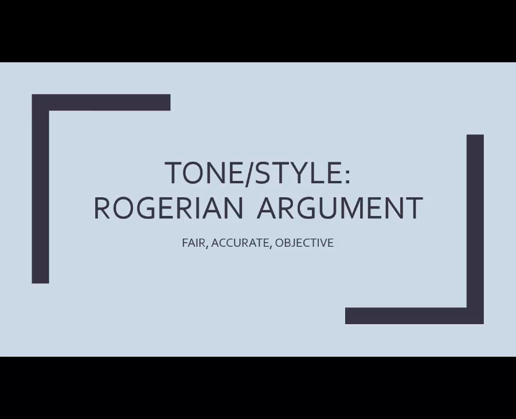Now, the tone and style for Rogerian argument should be, as it says below, fair, accurate, and objective. Remember, the goal in Rogerian argument is to advocate for a compromise. And to do that, you need to examine two different sides or perspectives from an argument. And we all know that in all the subjects we choose to write about, you're going to have personal feelings or beliefs that are going to lean you toward one side or the other.